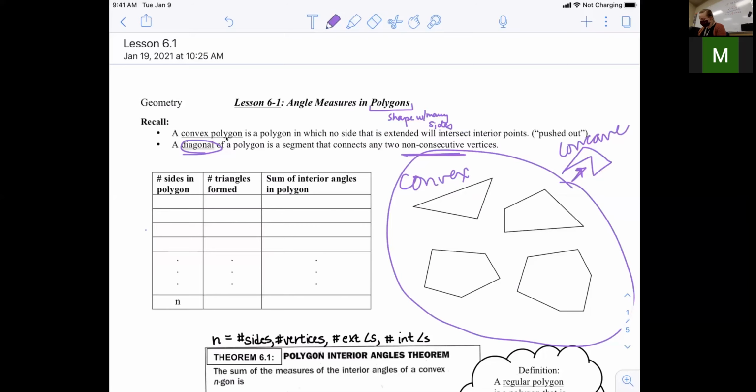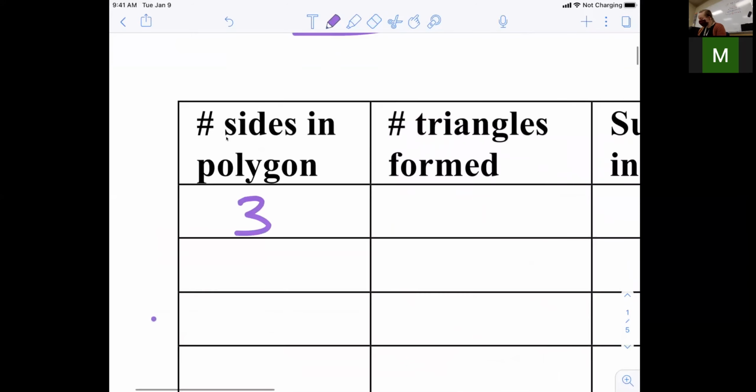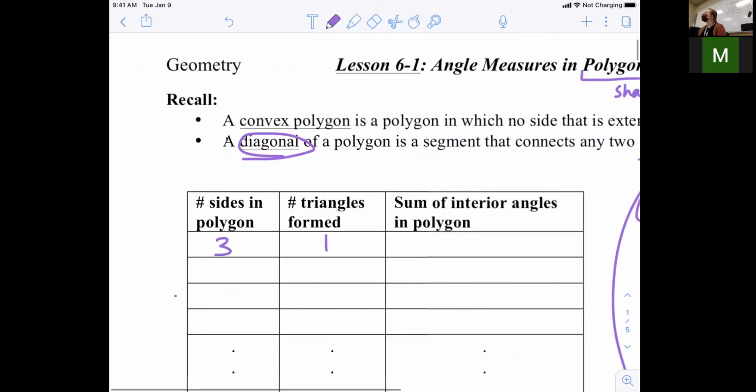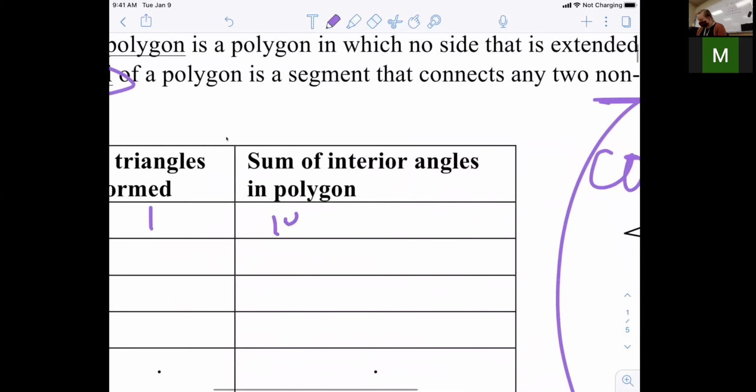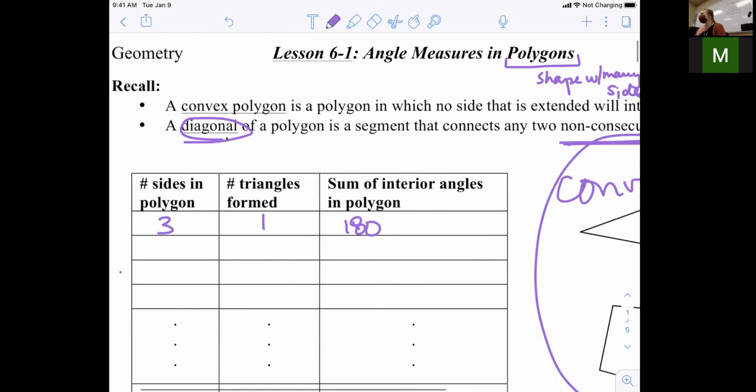So first thing is in a three-sided shape, there's only one triangle. I can't draw a diagonal. I just have one triangle there. What's the sum of all the angles in a triangle? 180. Perfect. 180. Okay, don't forget that because we're going to keep using that.